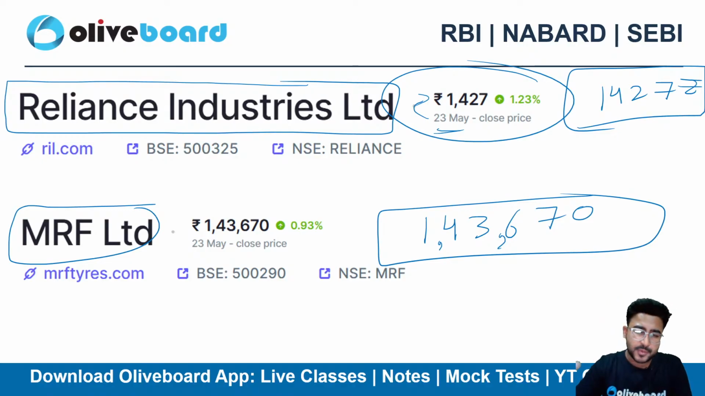However, if we talk about MRF, it's 1,43,670, which makes it India's most expensive share, if I'm not wrong, right? So can I say that MRF Limited is a bigger company as compared to Reliance Industries? Can I conclude that MRF Limited company is bigger than Reliance Industries Limited by looking at the share price? Yes or no in the comment section. What do you think?